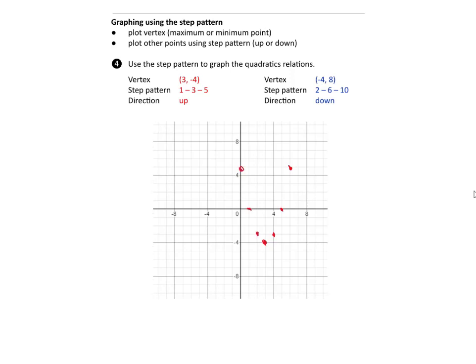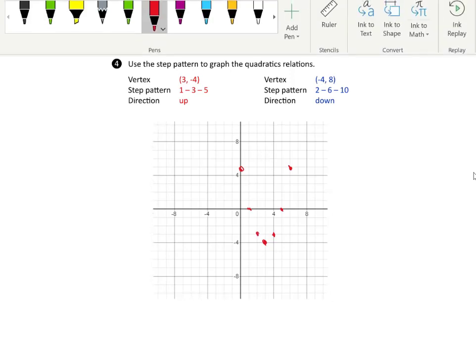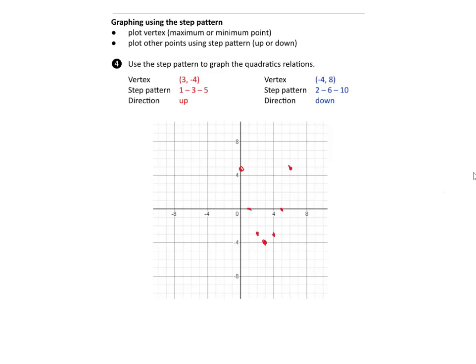And there's our parabola there. Next, I'm going to plot the points using blue. Now I have my blue marker. For the vertex, we have -4, 8. So -4, +8. And this time we're actually going to open down, and we have a bigger step pattern.